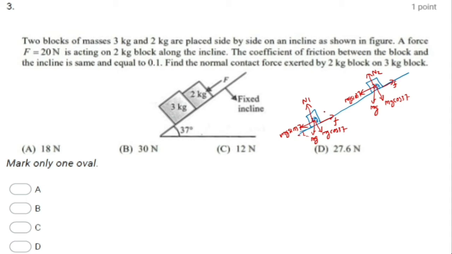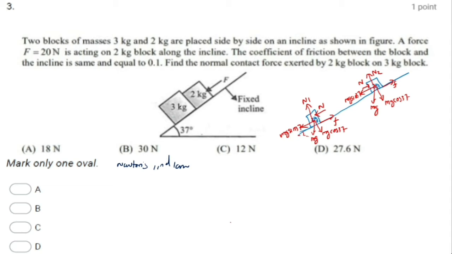Now one more force will be acting on the 3 kilogram block, that is the normal contact force due to the 2 kilogram block, correct? We can write it as N. In the same way, the same normal contact force will be acting on the 2 kilogram block by the 3 kilogram block, right? So here also one force is N. So these are the forces acting on the 3 kilogram block and the 2 kilogram block. Now apply Newton's second law. What is Newton's second law? Resultant force is equal to mass into acceleration.